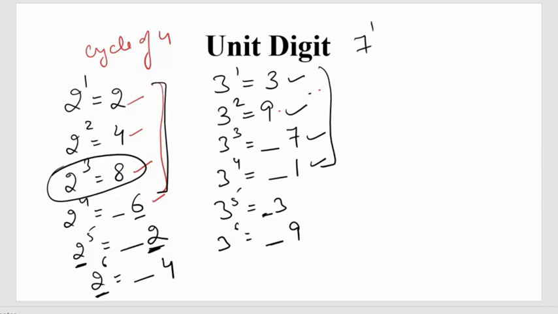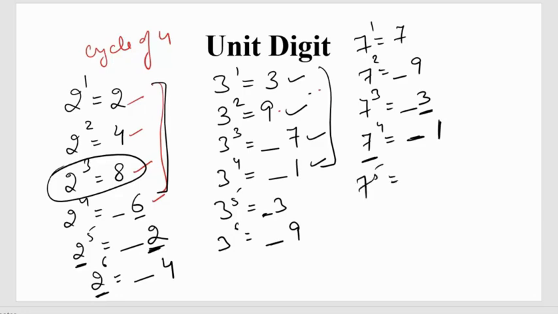Same as for 7. 7 raised to power 1, 7. 7 square, that is last digit 9. 7 cube, that is last digit 9 into 7, 3, right? Last digit 3, again if I multiply by 7, 3 into 7, that gives you 1. Again 7 raised to power 5, again you can see it is 7. So 7, 9, 3, 1, cycle of 4.